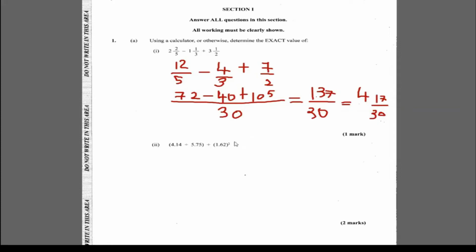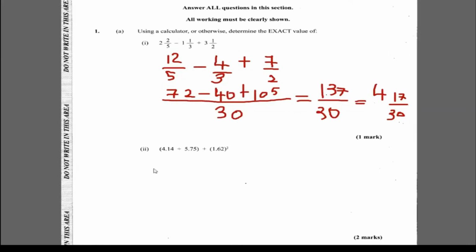Now let's work out this next one. The first thing, you always work the brackets first. So do the division among these two: 4.14 divided by 5.75. When you do your division, it's going to work out to be 0.72.